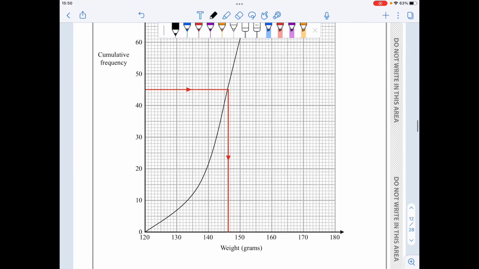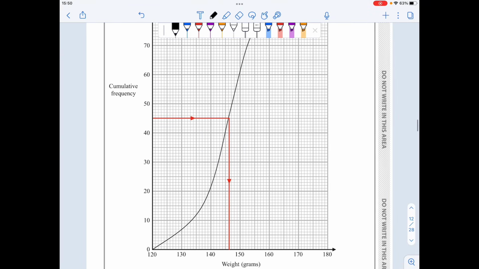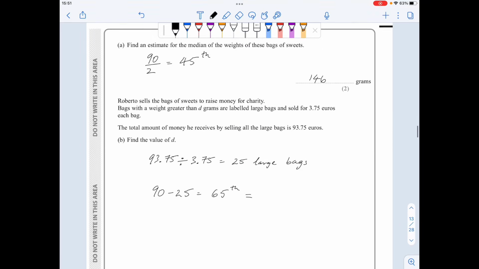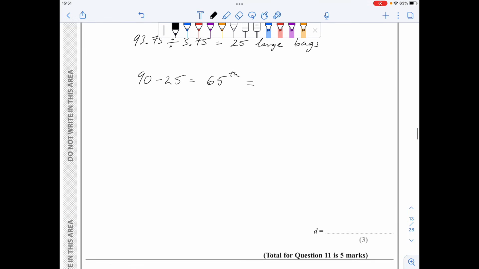So let's zoom out a bit. So the 65th observation is the following. So from my graph, I get 151, and that is the final answer for part B.